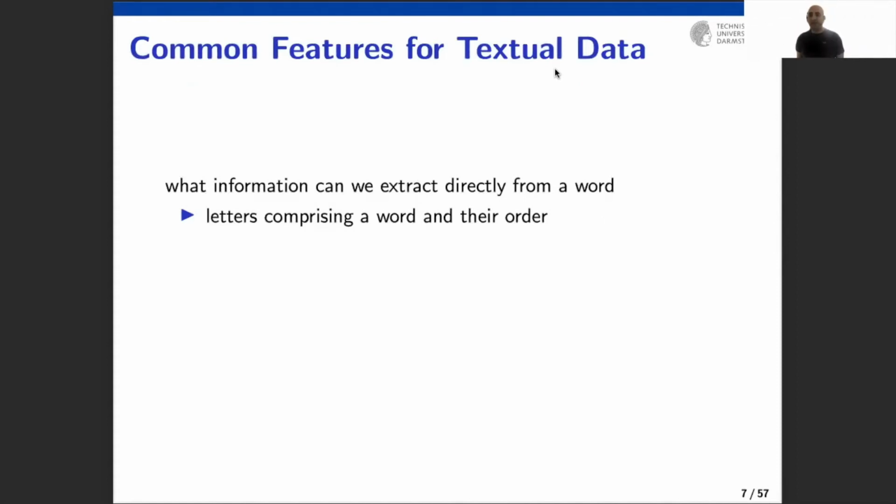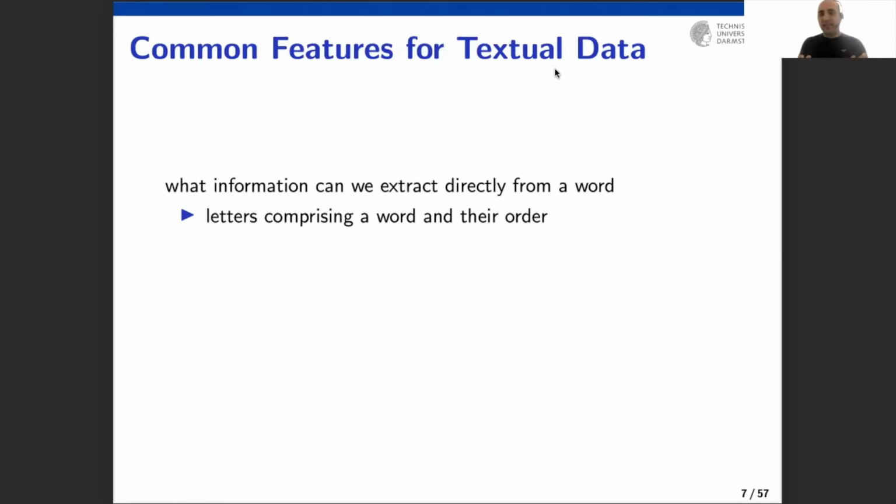But why did we talk about these resources? Because these resources are sources of information that help us find good information from text. So now we want to know what information can be extracted directly from a word, as an example. Let's say we are given a word and we want to know what information can be extracted from it. As we discussed, we can easily look at letters and see which letters the word comprises, right?